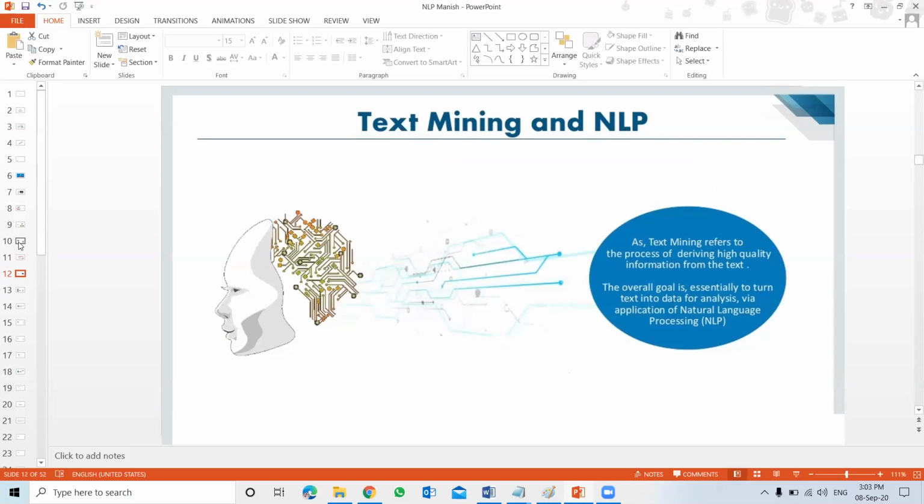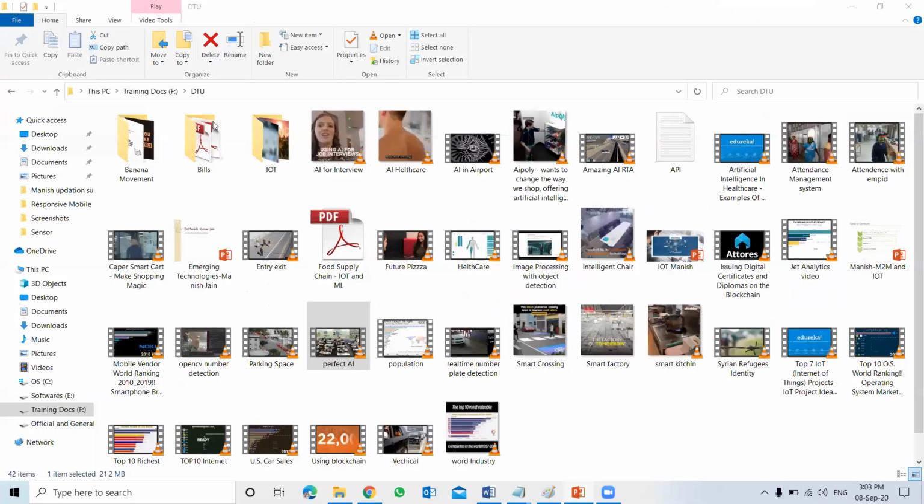Normally, text mining refers to the process of deriving high quality information from the text. But NLP is for when you want to go into in-depth analysis of that, so we are doing some operations with the help of NLP. Okay, so guys, let me tell you some real time examples so you will get more idea of what I'm trying to say here. Let me show you this example.